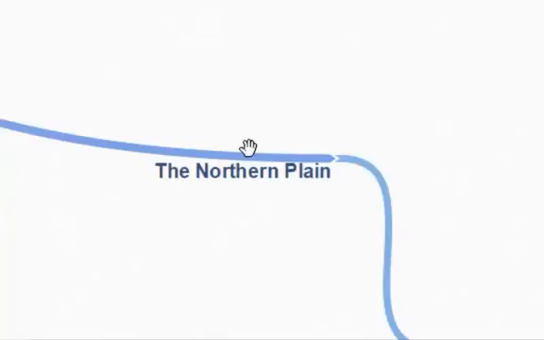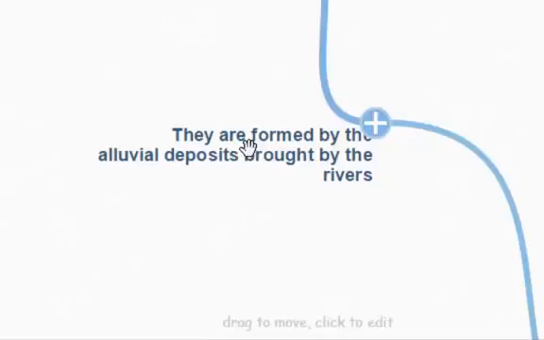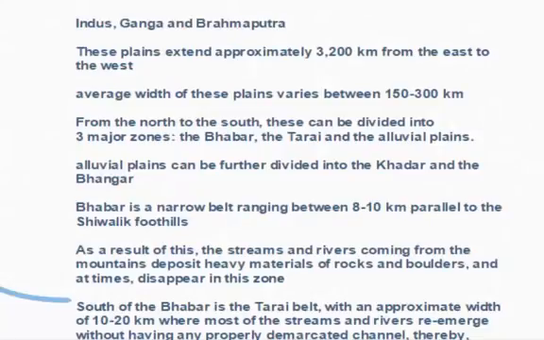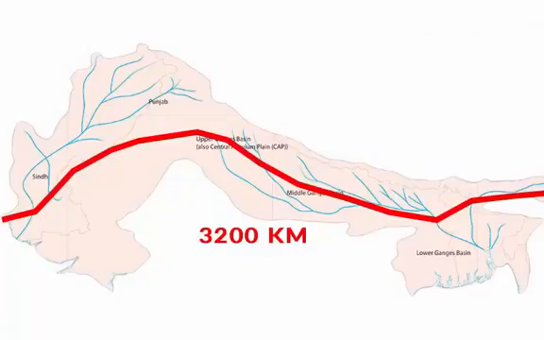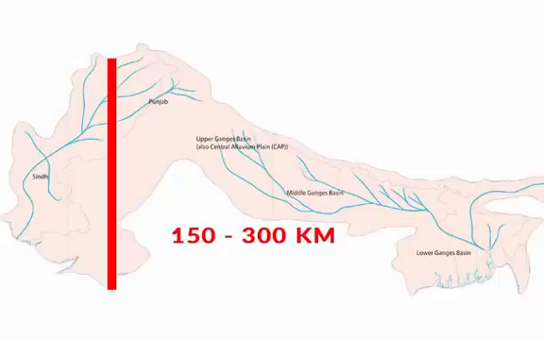Moving on to the next feature, the northern plain. They are formed by the alluvial deposits brought by the rivers. It's plain and simple. When the running water took all the soil with itself and deposited it at a different place, hence forming a large bed of alluvial deposits forming the northern plain. The three main rivers causing the formation of the northern plain are the river Indus, Ganga and Brahmaputra. The length of this plain extends approximately 3,200 km from east to west, and the average width of these plains is from 150 to 300 km.